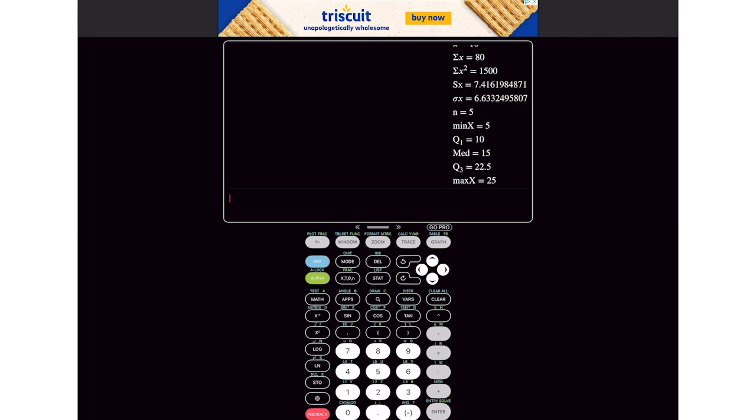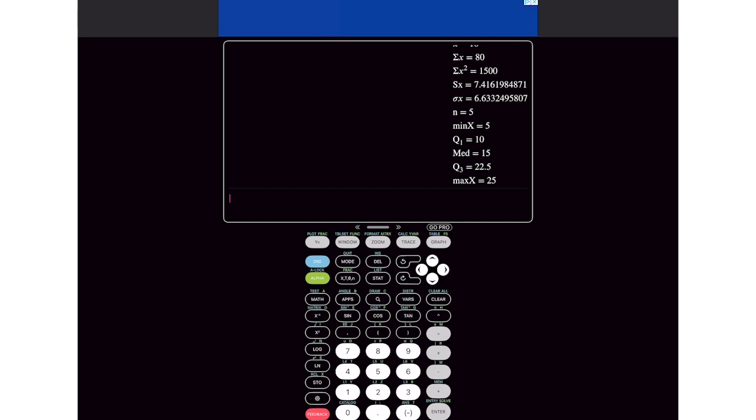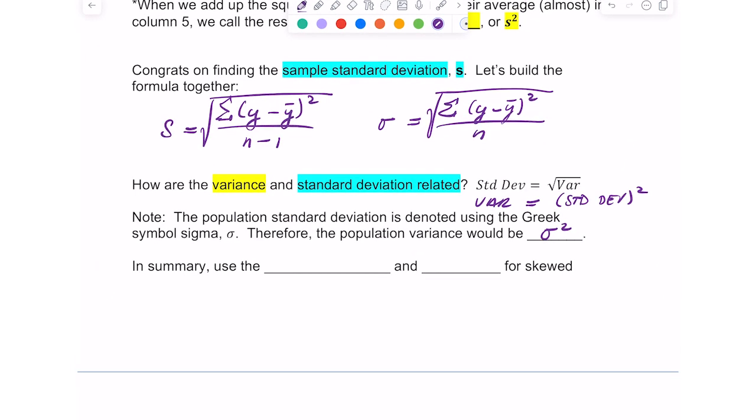As you can see, if you look at Sx, that is my sample standard deviation that I found, 7.42. Underneath it, if you wanted to find the population standard deviation, remember you would divide by 5 instead of dividing by 4, and you would have gotten 6.63. So it's that easy to find.